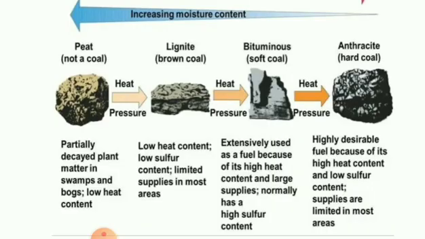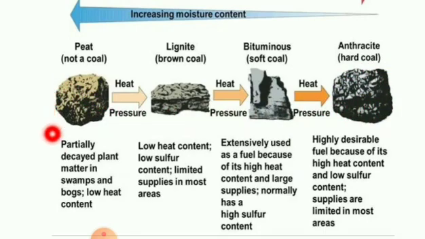Let us see. So, this is peat. This is not a coal. When we increase heat and pressure, the peat converts into brown coal. That name is lignite. Right? After increasing some more heat to the lignite, it converts into bituminous. That is a soft coal. Again, you increase some heat, the bituminous changes into anthracite. That is a hard coal. So, this anthracite is the most desirable one. It has a high heat content.